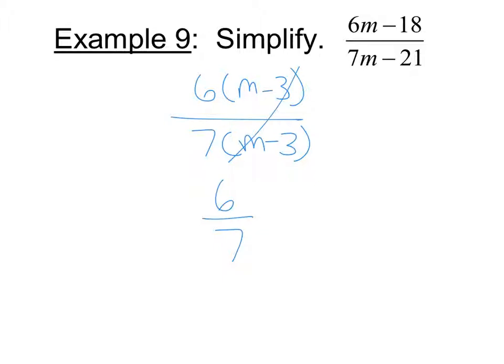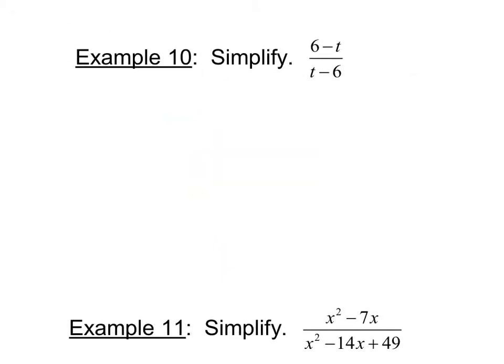Okay, let's look at another one. So we're still simplifying. These look almost the same, except watch what happens when I rewrite it. Negative t plus 6 over t minus 6. I like to get the variables first. So I look, see how negative, positive, positive, negative? So watch. Factor out a negative 1.